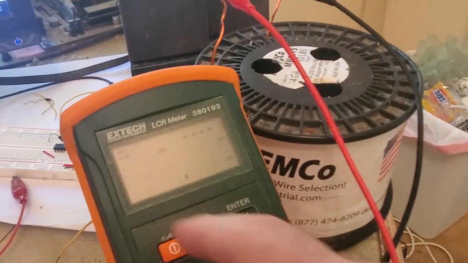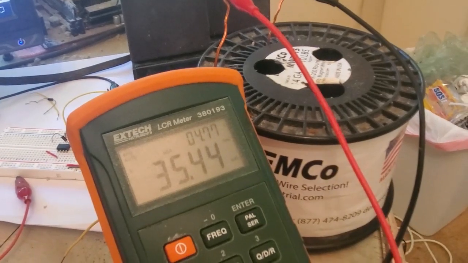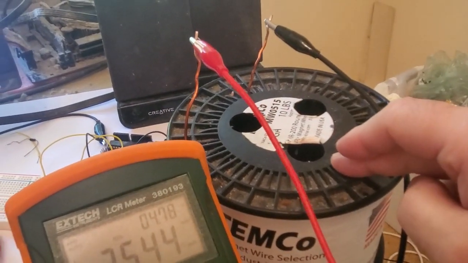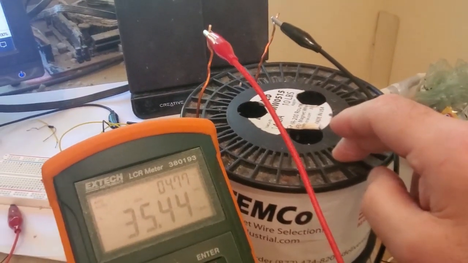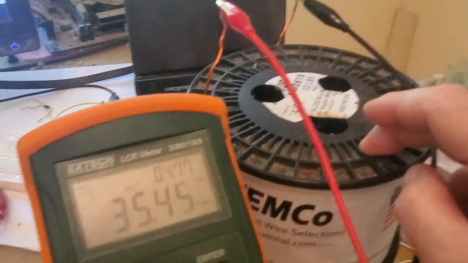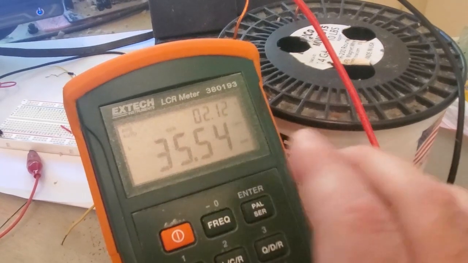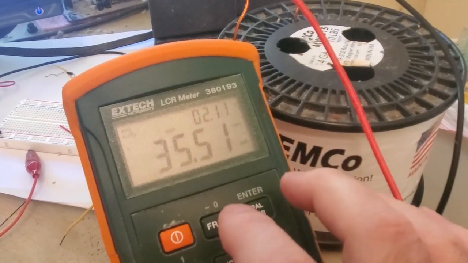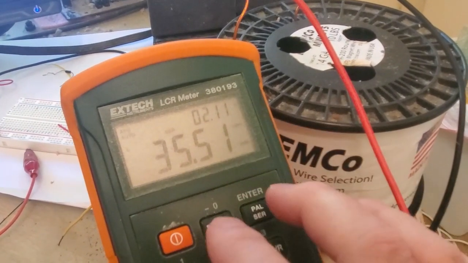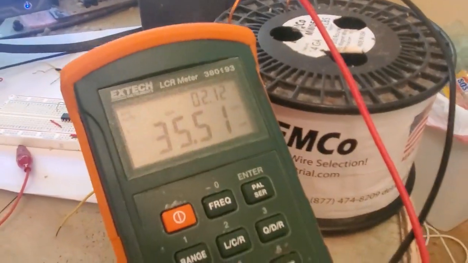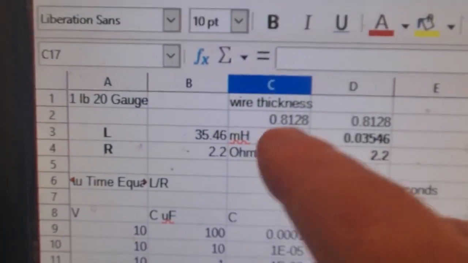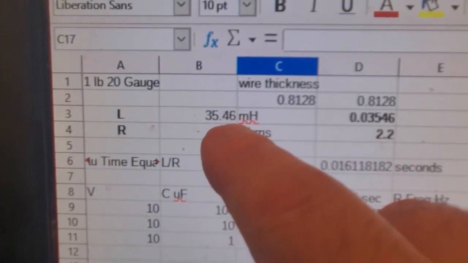So right now what I'm doing is using an LCR meter to measure the inductance of this 10-pound coil of 14 gauge wire. Reads 35.45, and then you change the frequency, 35.52, 0.51. So I've done this before and I put it in a spreadsheet, and what we have there is that the inductance is 35.46.